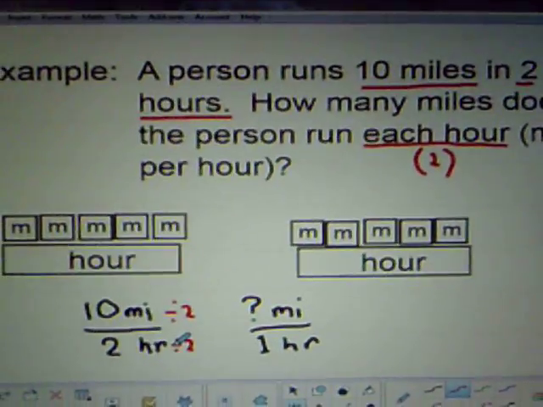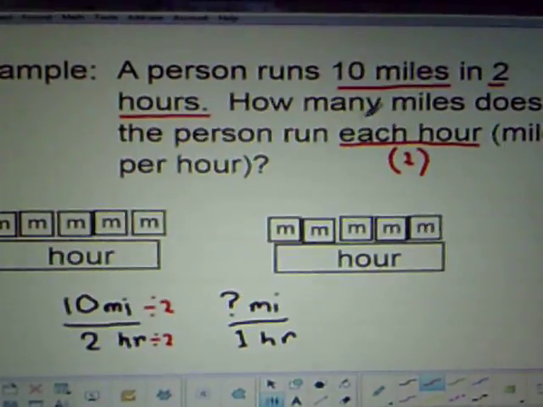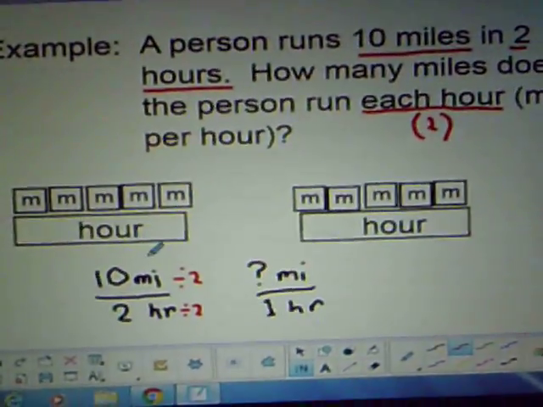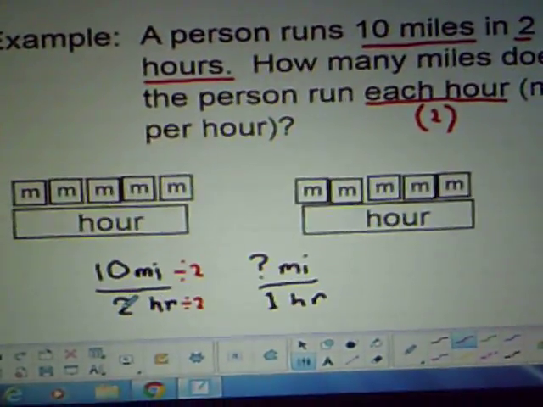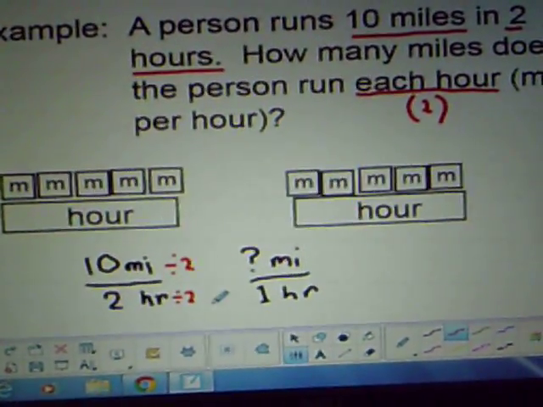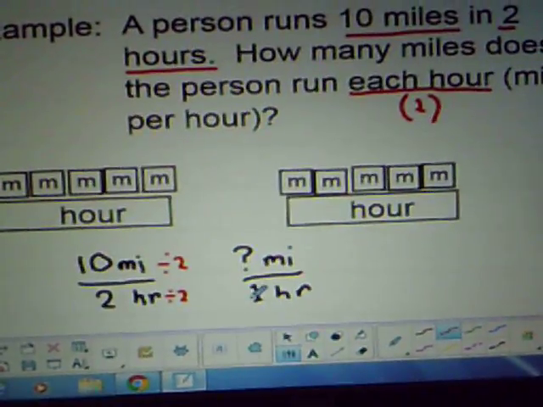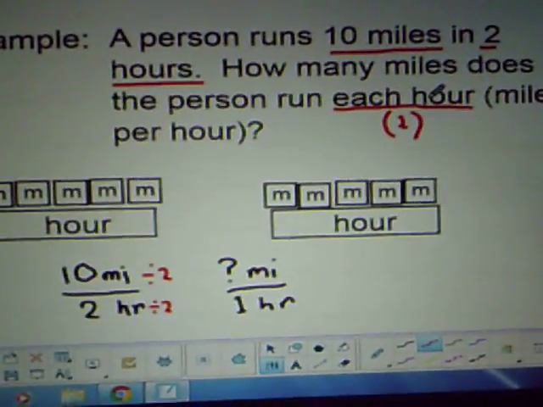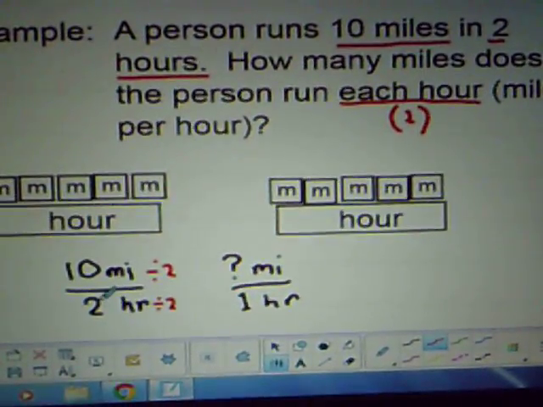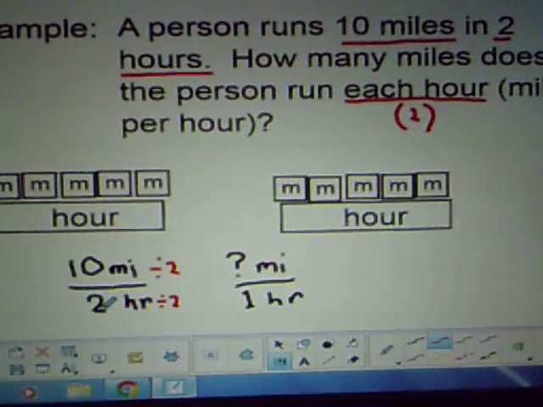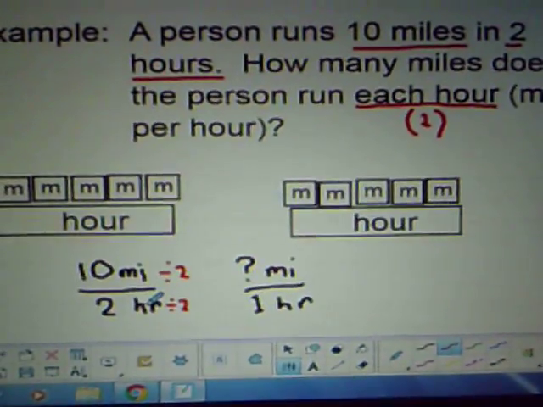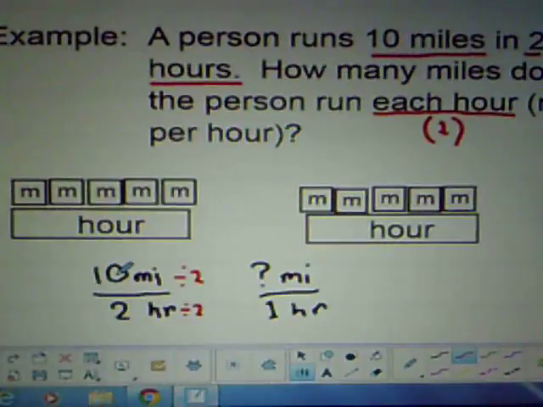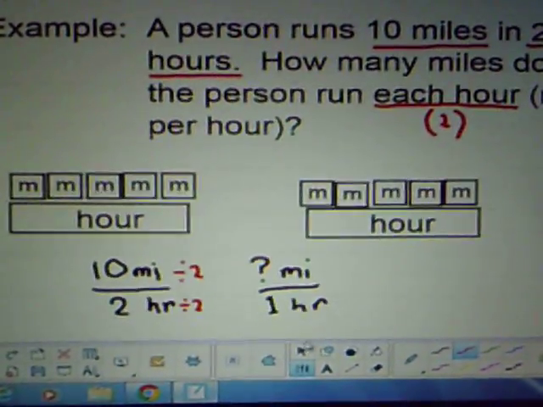The reason we're choosing 2 to divide by is because we started out knowing that they run 10 miles in 2 hours, but we're choosing the number 2 because the question is asking how much they run in each 1 hour. So we choose the number that related to the hours in our starting ratio, which just happened to be 2. So we divide both by 2, and that's technically what I did here.